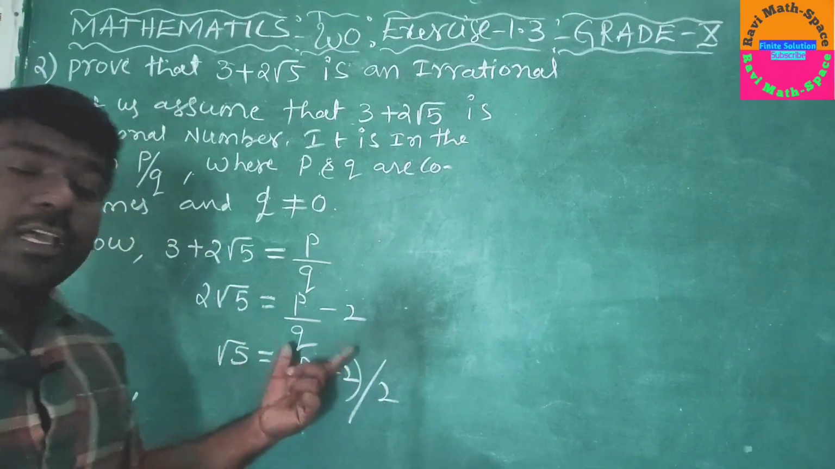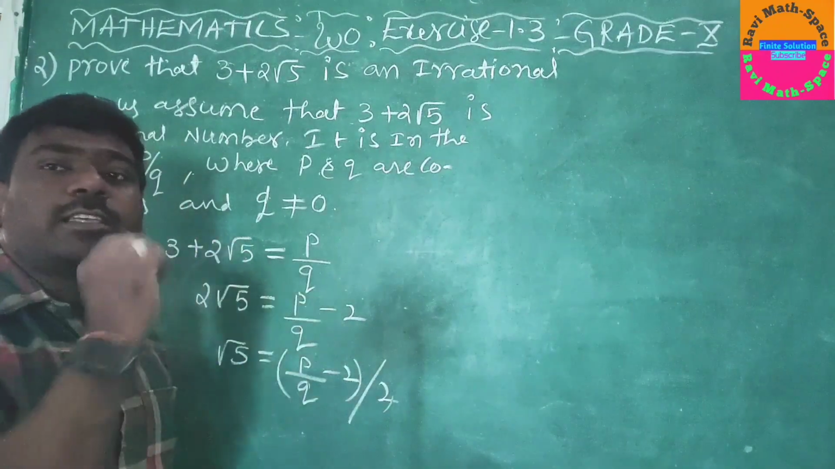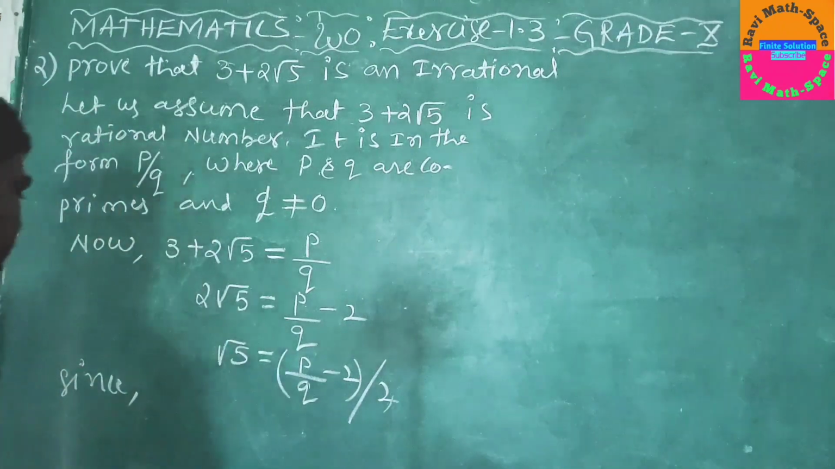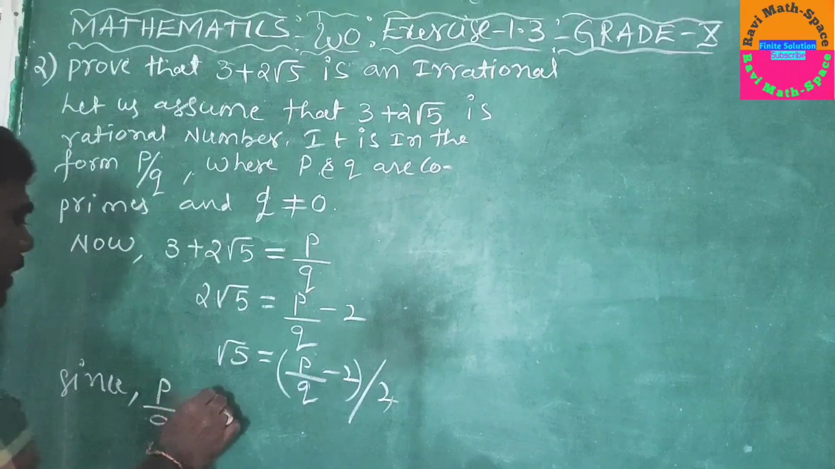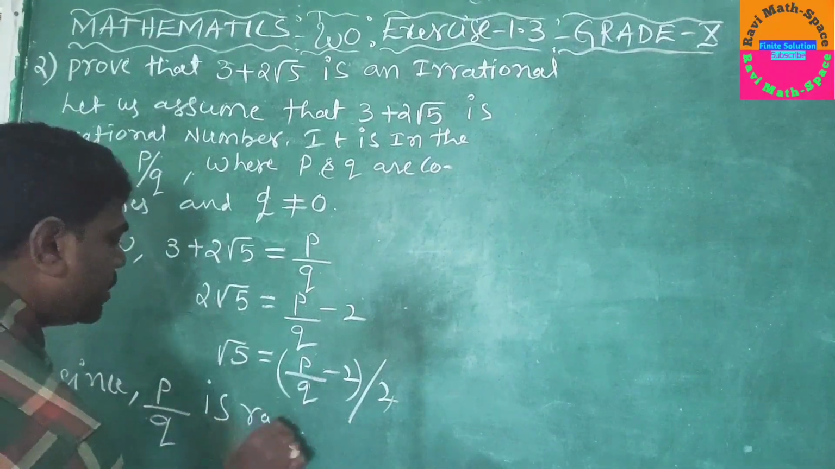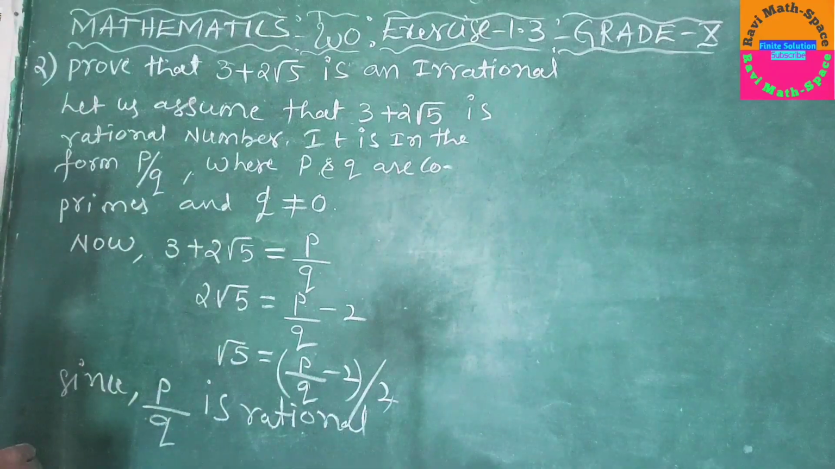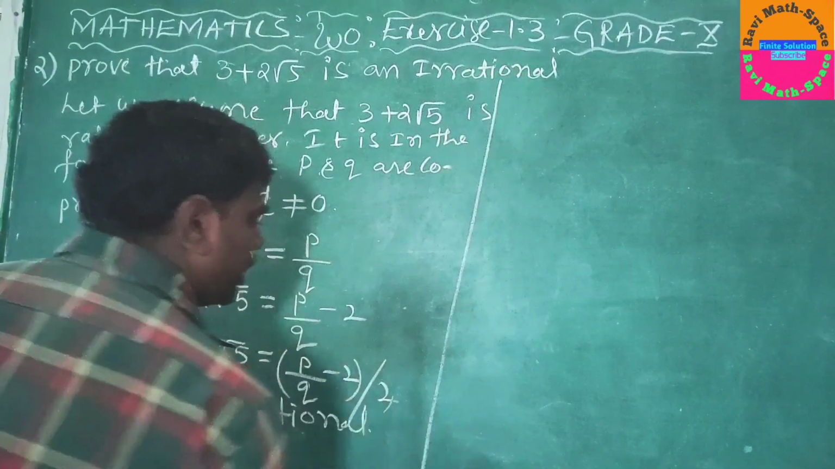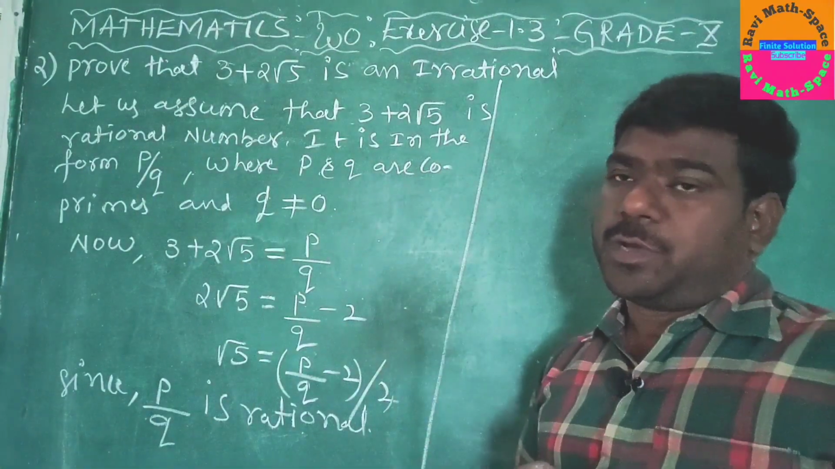So what I can conclude here is that this total number is a rational number. That is the concept here. I am writing here: p by q is a rational number. When p by q is a rational number, addition and division are also rational numbers only.